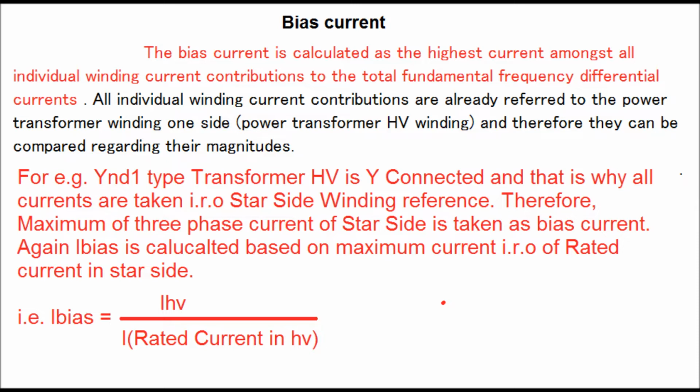Therefore, the maximum of the three phase currents of the star side or HV side is taken as the bias current. I bias is calculated based on the maximum current with respect to the rated current on the star side. If the rated star side current is I rated, and IHV is the maximum of all phase currents on the star side or HV side, then I bias in per unit is given by IHV divided by the rated current on the HV side.